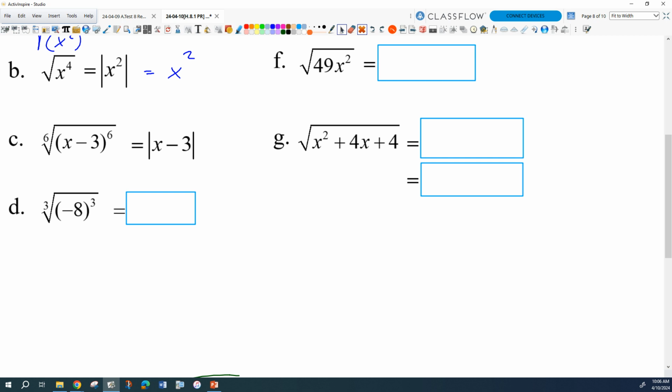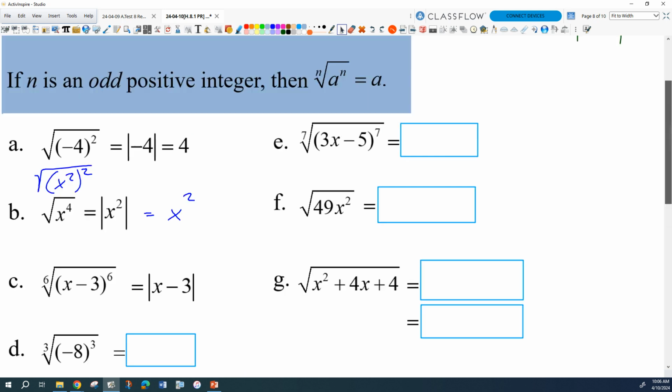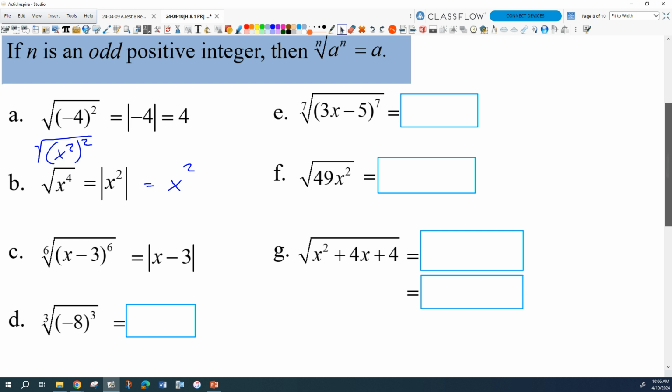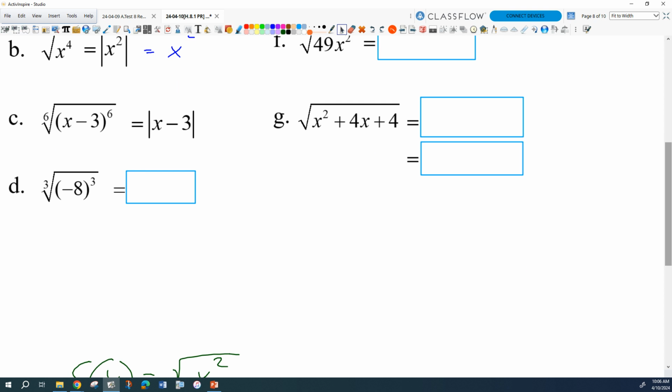How about D? Do I need absolute value bars there? It's cubed, and that's an odd power, right? So for odd numbers, if I take an odd root of an odd power, I don't care because negative numbers are okay inside an odd radical, right? I don't need the absolute value bars there. That's the only reason I needed them up here, right? Don't need them in this case. So I would just get 8 or negative 8. Okay.